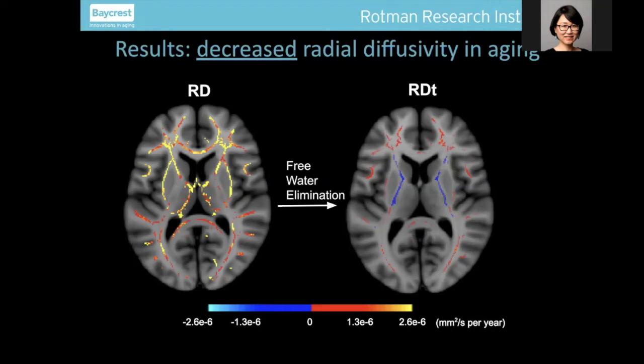It really depends on what we're defining as being radial. So in this case, because the partial volume effect between the two different fiber tracts is going down with age, this can lead to an apparent reduction in radial diffusivity of the primary tract.